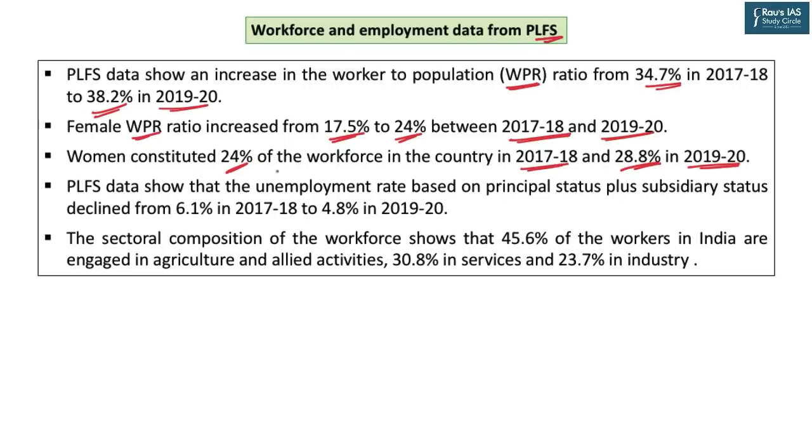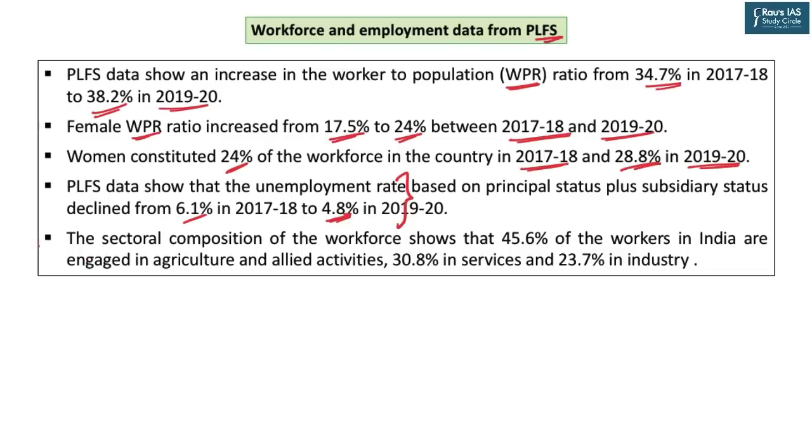The rate of unemployment also reduced from around 6% to around 4.8% from 17-18 to 19-20. But since the population has increased, the number of unemployed youth in our country has increased substantially in the same duration.